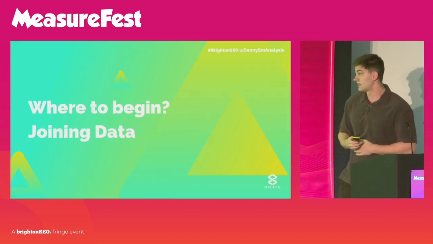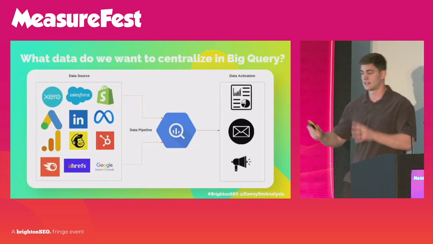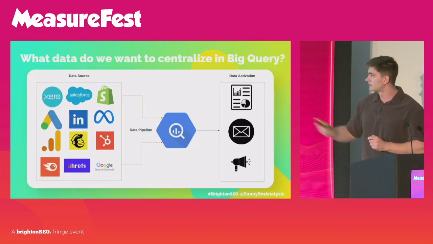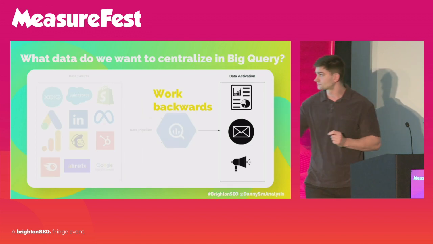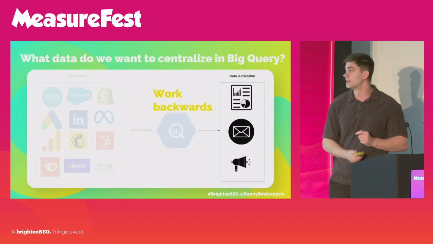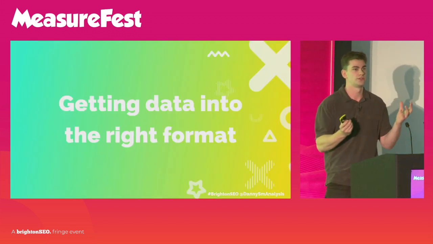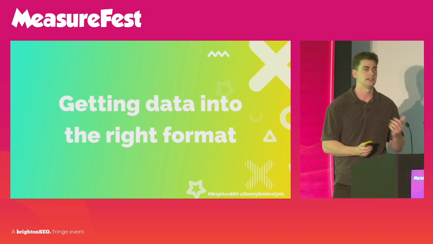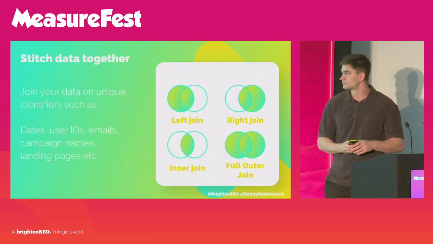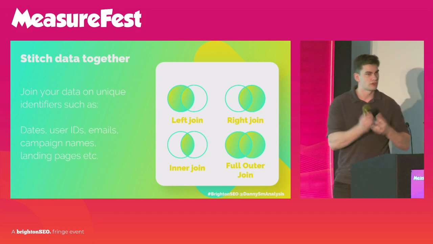So where to begin, right? So we want to start looking at how to join our data. We've got it going into BigQuery. Now we can consider the data activation side of things. The idea is essentially to work backwards. So think about what you're trying to achieve and then consider how you can get your data into the right format. So you're going to join on as granular a level as possible.